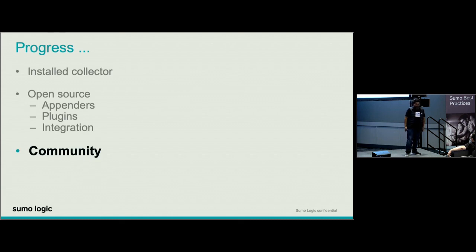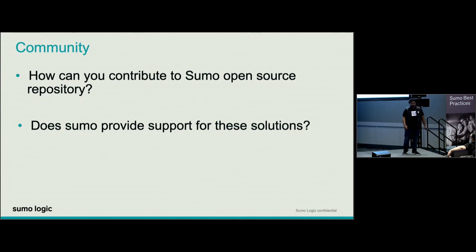Let's come to the community aspect. How can you contribute to the Sumo open source repository? It is very simple. Just create a pull request. Our development team reviews it from time to time. Once it is approved, it will be merged into GitHub. If you want to altogether submit a new repository, basically a new folder, in that case you can submit it into the Sumo Logic content folder, and there our development team will review it and finally merge it into GitHub.